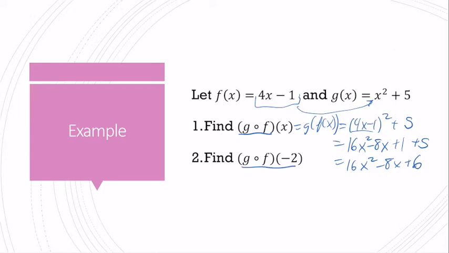Again, if I wanted g of f of negative 2, I could either substitute into my previously found function composition, or I could take g of f of negative 2. So I'd substitute negative 2 in for x.